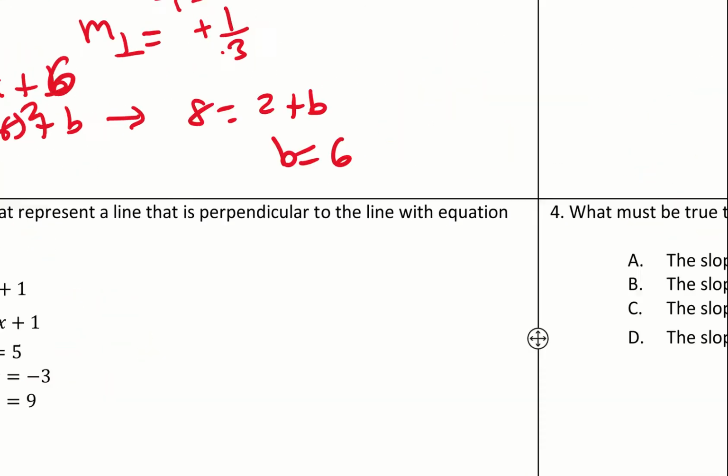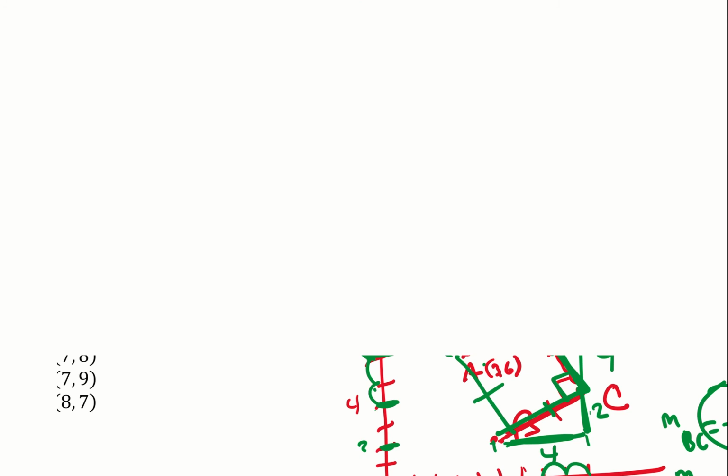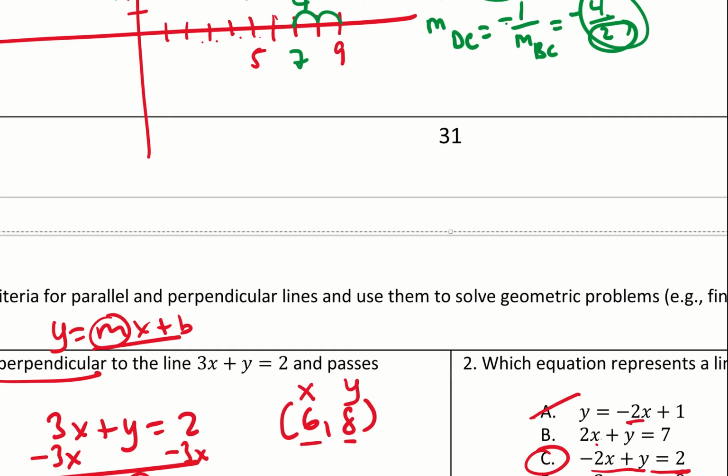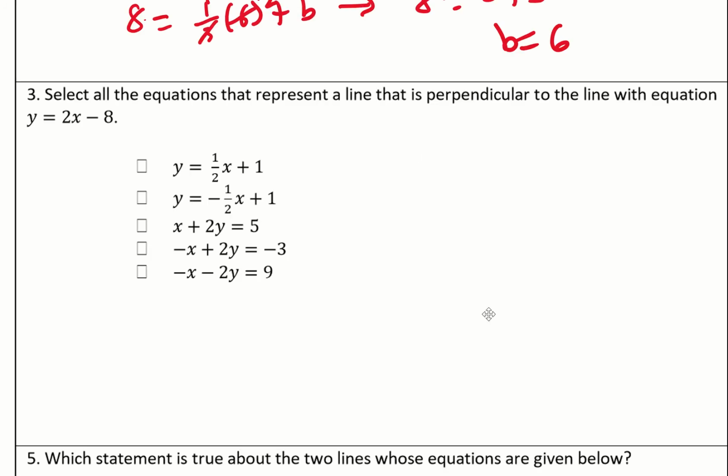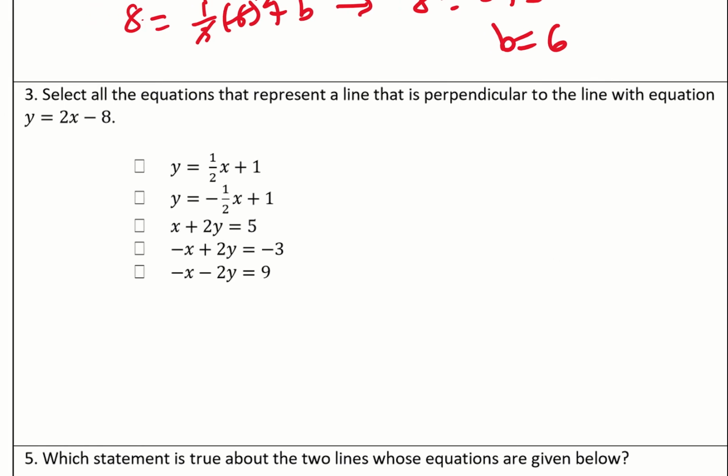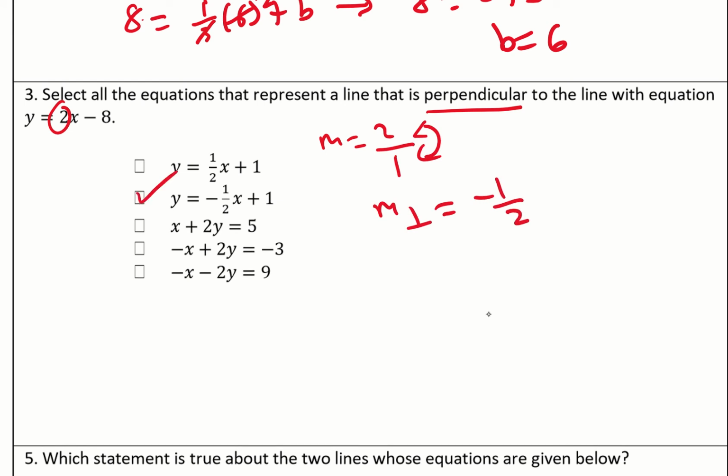All right. So for number 3, select all the equations. Okay, so it says select all the equations that represent a line that is perpendicular to the line with the equation y equals 2x minus 8. So it has to be perpendicular. So the slope here is 2, which means if we flip it and then change the sign, the perpendicular slope is negative 1/2. So this looks to be negative 1/2, so that's good. We'll need to see if these become negative 1/2 if we put it in slope-intercept form.